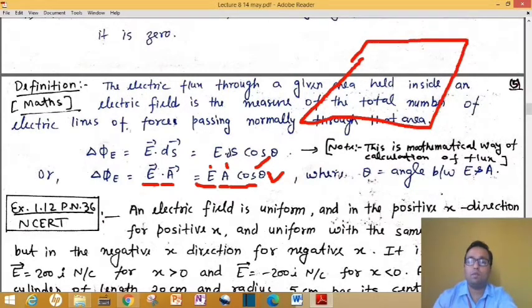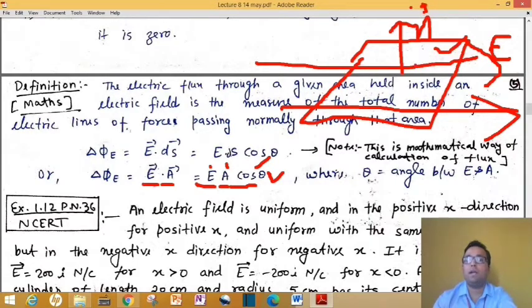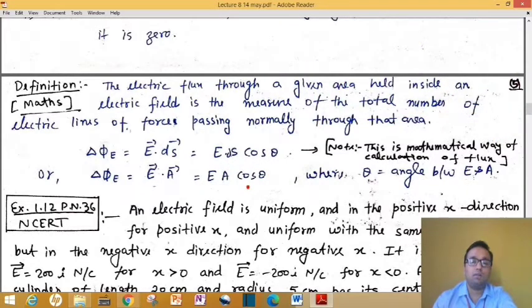Suppose this is your plate, and its area vector is perpendicular to this surface, in the vertically upward direction, plus y direction, and your electric field is like this one. So the electric field has unit vector in the i direction, or plus x axis, and this plate has area vector in the y direction. Then this angle is 90 degrees. So here you have to place theta equal to 90 degrees, and your answer will come out as cos 90, which is 0. That's why our answer was 0 in the second example. Hope you understood this concept.